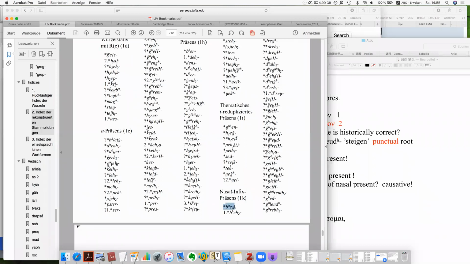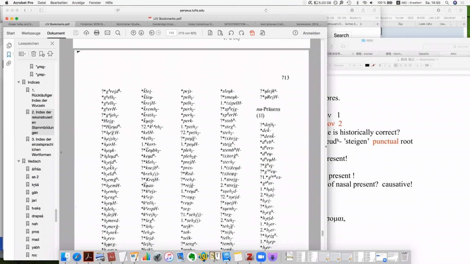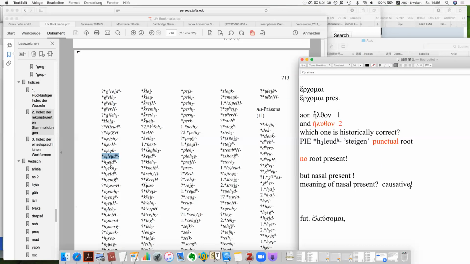And this is another example, beg. Beg, we have already seen. It has a root aorist, but a nasal infix present. And geleut, we of course have it here. This is what we have seen, geleut. Okay, so this is the homework, but it is, how to say, voluntary homework. It's not compulsory. If you have time, if you are interested, you can find it out. You can do this homework. Okay, so this is everything for today.